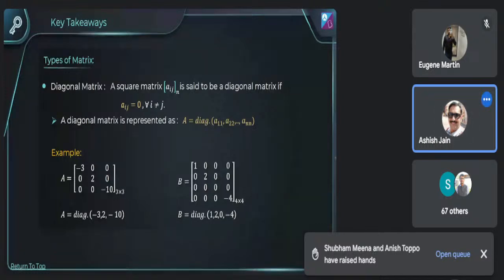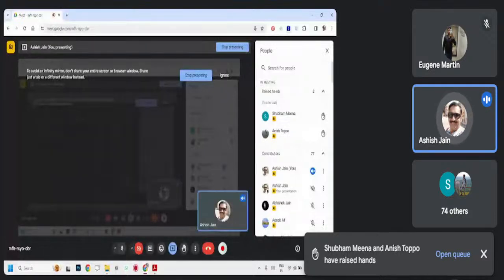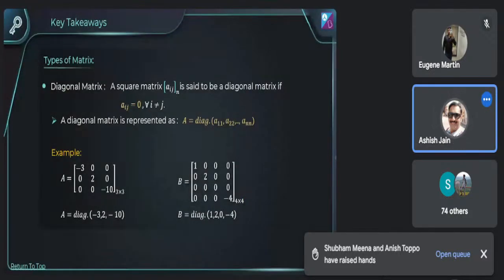Clear? Those students who are raising their hands can either ask the doubt or write the doubts in the chat. Yeah, please, if you have a doubt, you can unmute yourself and ask. Sir, could you explain the principal diagonal of a matrix once again?